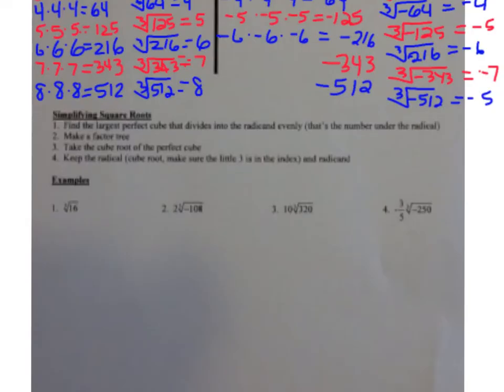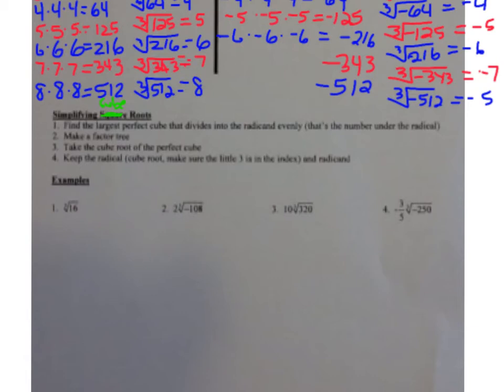Okay, so now let's start simplifying cube roots. Sorry, on my paper I have square roots. This is cube roots. Your paper does say cube roots, but mine, I forgot to change it to say square roots. This is the same exact thing as simplifying square roots, except you're going to be using cube roots. Okay, perfect cubes.